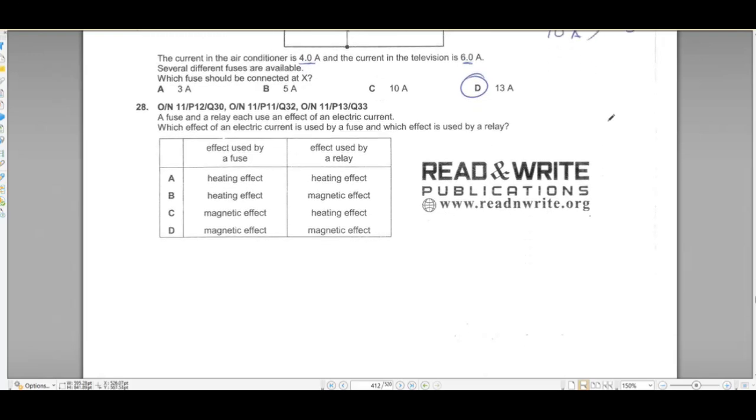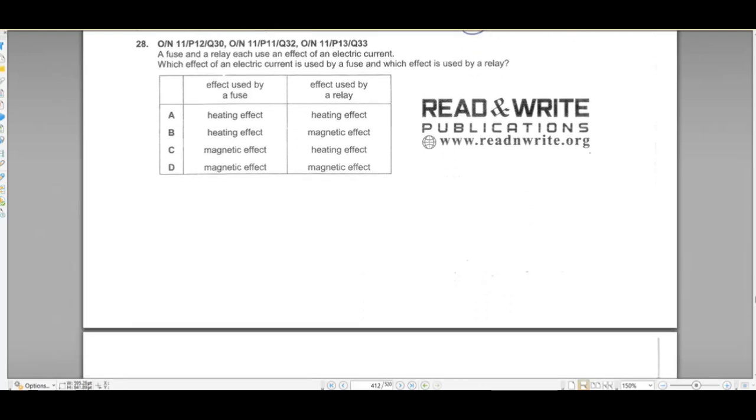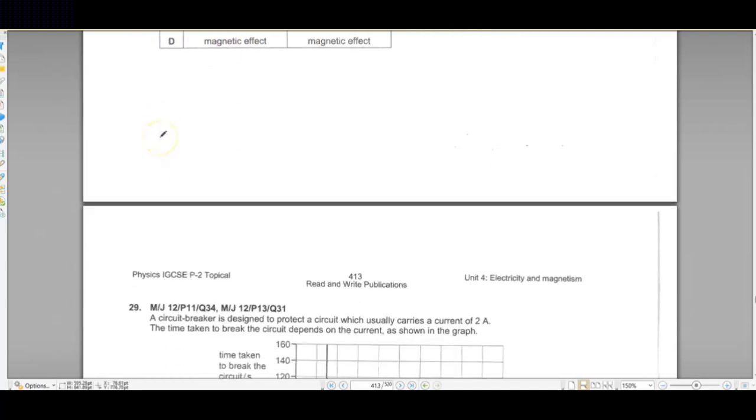Moving on to question number 28. A fuse and a relay each use an effect of an electrical current. Which effect of an electric current is used by a fuse and which effect is used by a relay? We know that for a relay, the magnetic effect of current is used, and for a fuse, the heating effect obviously is used. So the effect used by a fuse is the heating effect, and the effect used by a relay is the magnetic effect. So B is the correct option.